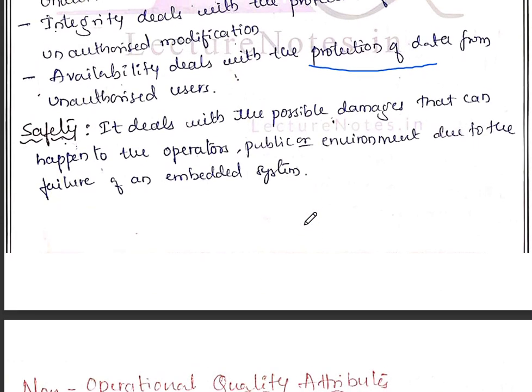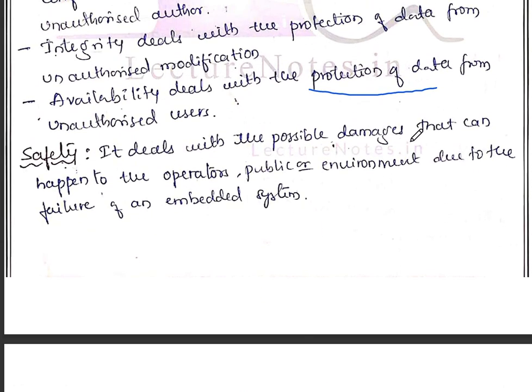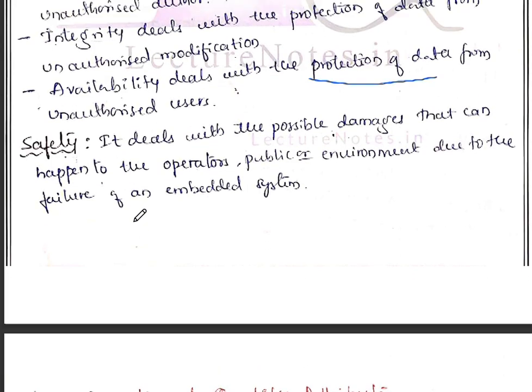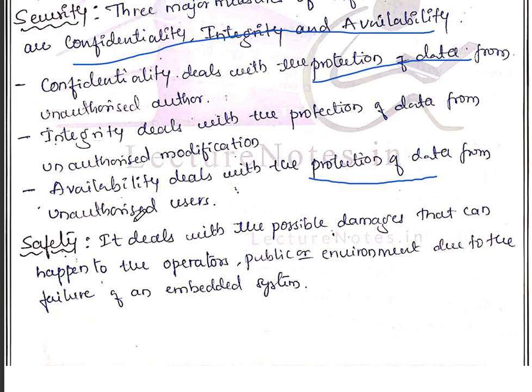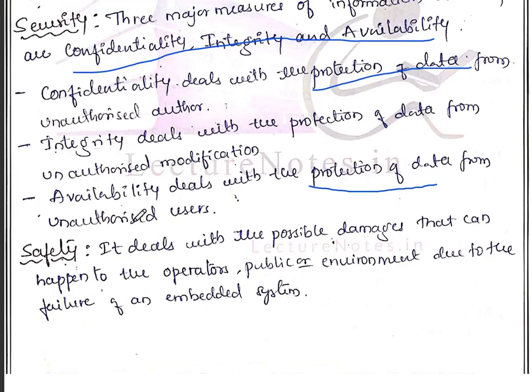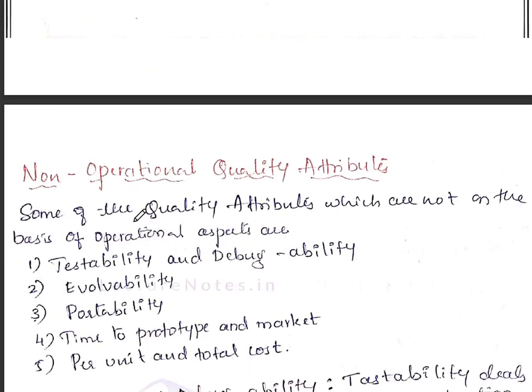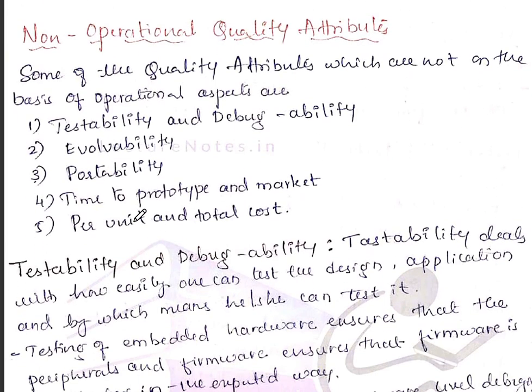So the last one is safety. It deals with the possible damage that can happen to the operators, the public or environment due to the failure of the embedded system. So the 6 points need to be explained when a question is asked based on the operational quality attributes. Now moving on to the non-operational quality attributes.